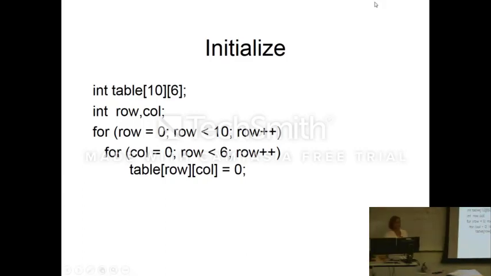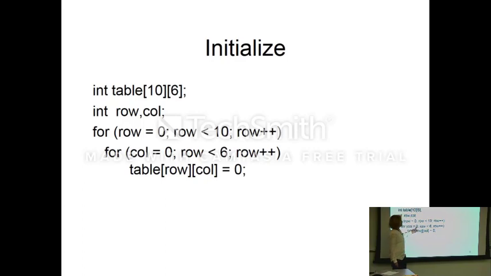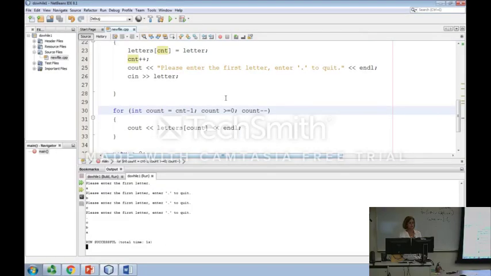So let's look at what happens here. What is the first thing that happens in this guy? Row is 0. And then what happens next? Is 0 less than 10? Column is 0. Is column... So let's do a simple one.